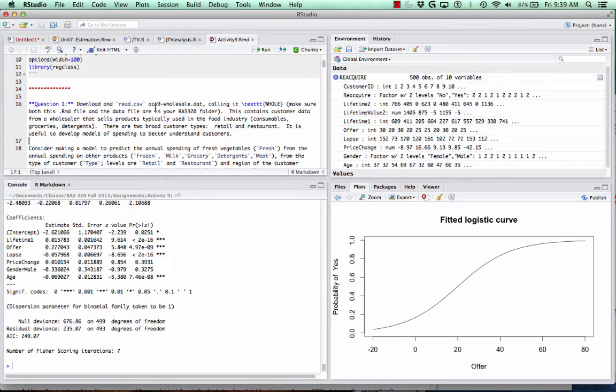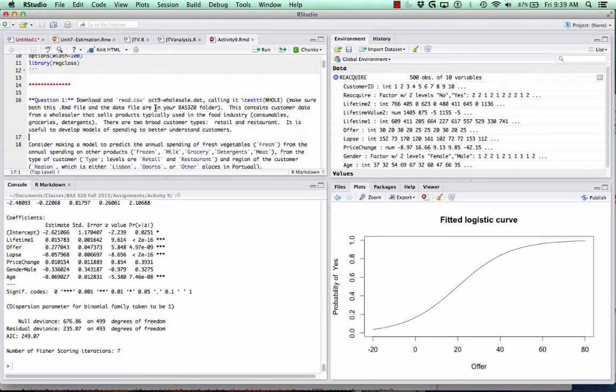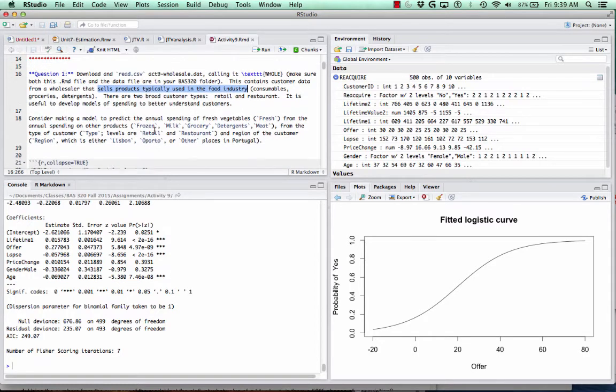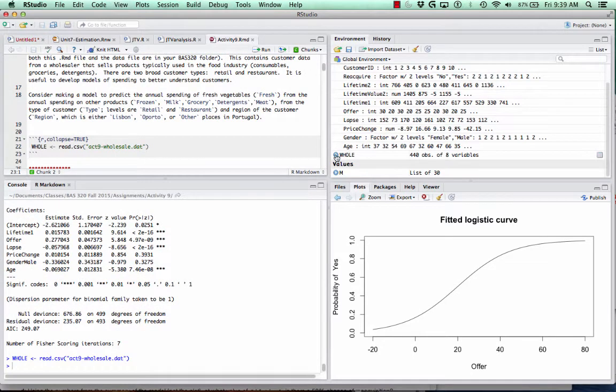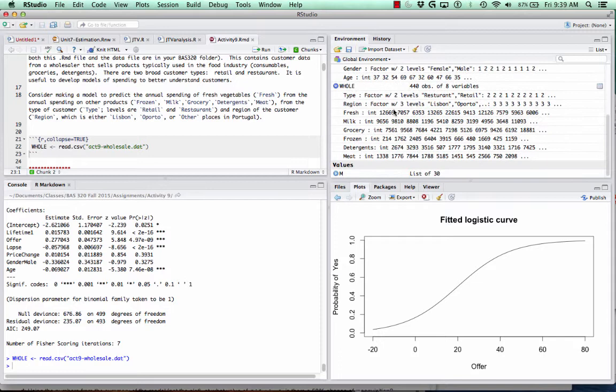Let's work through question 1 of activity 9, which deals with data from a wholesaler that sells products typically used in the food industry. So let's read in the data set and take a look at some of the columns. We have the type of customer that the wholesaler is selling to, either a restaurant customer or retail customer, the region in Portugal where that customer was located, and then the amount of money that the customer spent on these 6 different types of products here.